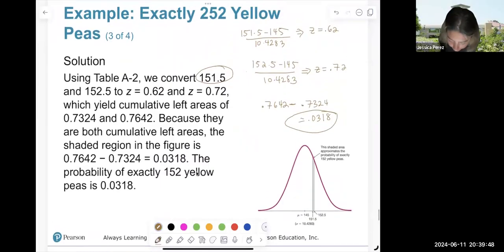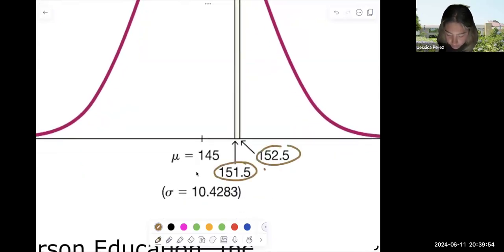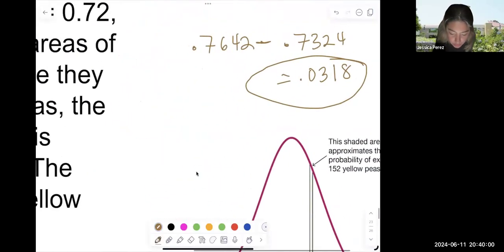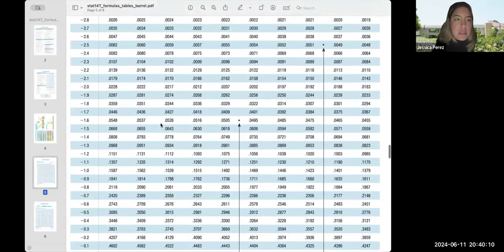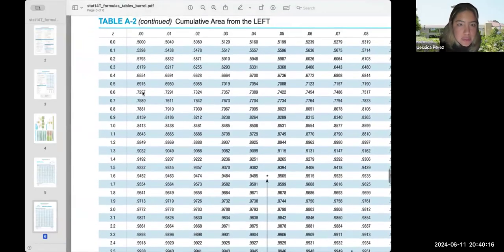So basically, I'm finding the area in between 151 and 152, and I'm looking at the z-scores. Based on the calculations, the z-scores were 0.62 and 0.72. So I go to my table. I look for 0.62, and there it is, 0.7324. And then 0.72, which is this one, 0.7642. So I just subtract these two. Okay, just showing you how I did each step.